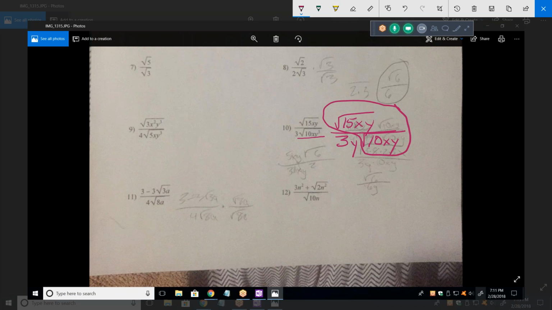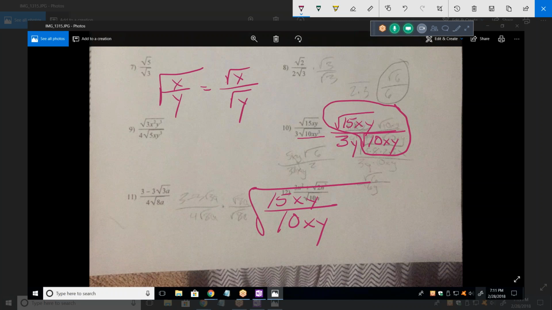That is equal to the square root of 15xy over 10xy. You see why? In other words, if I have the square root of x over y, I can separate that out into the square root of x over the square root of y, and I can go this direction also. And what I'm doing is going to the left. And the beauty of doing that is now that xy cancels, and that whole thing becomes the square root of 3/2.